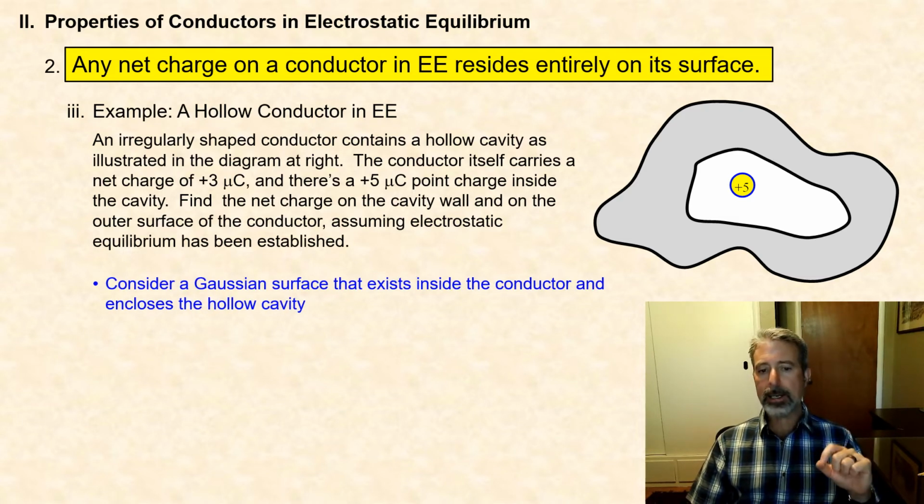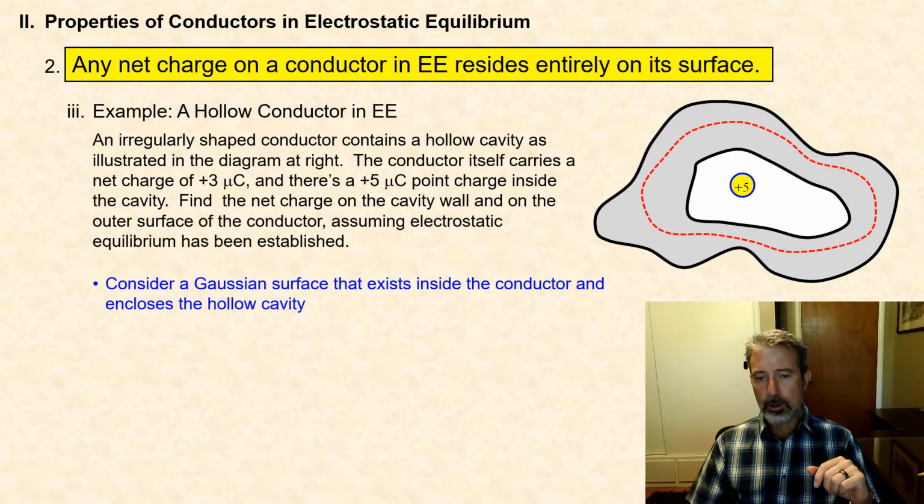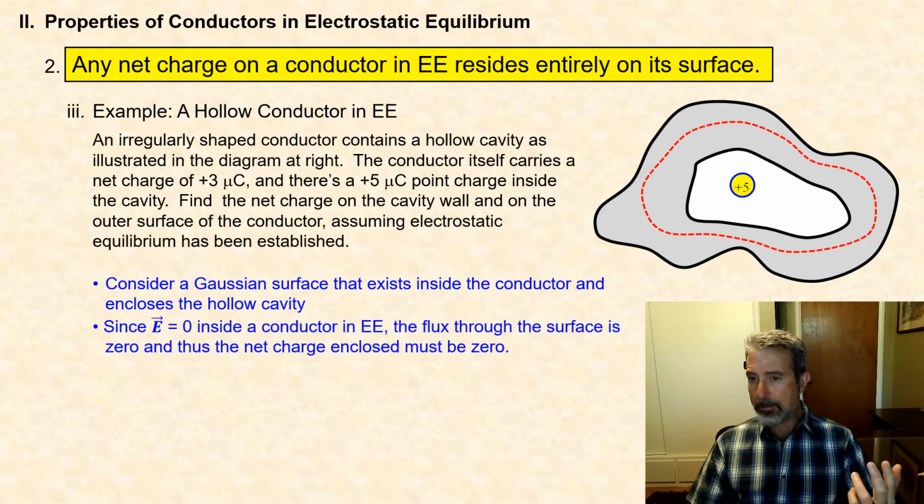We're going to start by considering a Gaussian surface that exists inside the conductor and encloses the hollow cavity. Now, you know that for a conductor in electrostatic equilibrium, the electric field inside the conducting medium must be zero. That's the first property we talked about today. And given that, you'll notice that this Gaussian surface lies entirely inside the conducting medium, that means the electric field on that surface is zero.